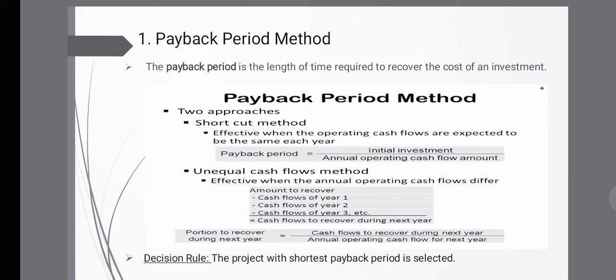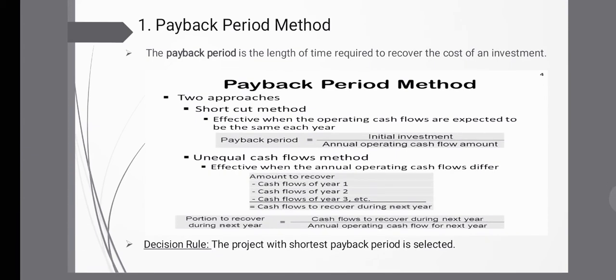So it is a time period within which the investment will come back. Whatever investment we have made will be recovered from the project. It's a rule: the project with the shortest payback period is selected. There are two approaches. Shortcut method, first of all: initial investment divided by annual operating cash flow amount. It is used when cash flow is constant. If cash flows are not constant, then you make a cumulative of cash flows, and then you decide in how many years you are getting back your investment, and that is your payback period.